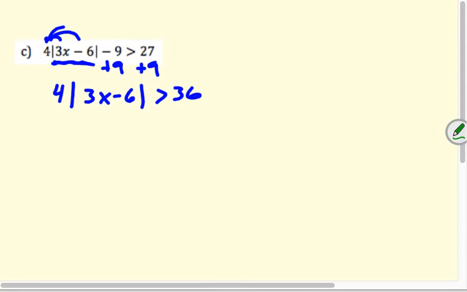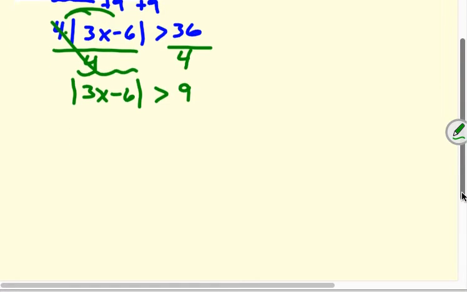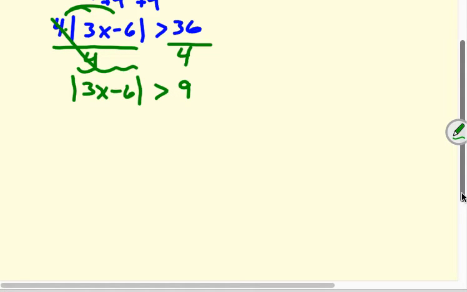And I know if I distribute the 4 here through, it would work. But it doesn't work all the time, so I'm just going to stick to, when you get your absolute value by itself, don't multiply or distribute anything through there. So being it's 4 times the absolute value, I'm going to divide both sides by 4. Absolute value 3x minus 6 is greater than 9. Okay, here it is. I isolated my absolute value. So now it's just a matter of creating your two inequalities, deciding if it's an AND or an OR statement, and then solving those two inequalities.